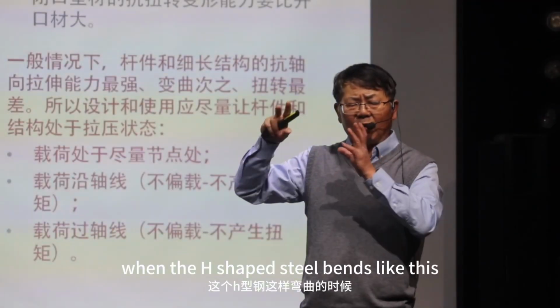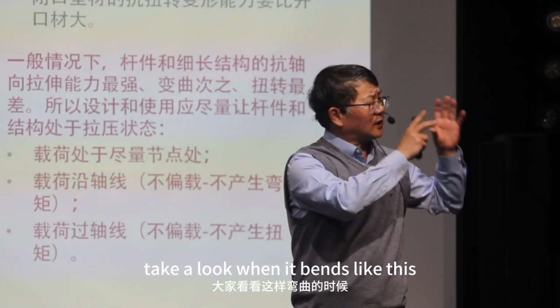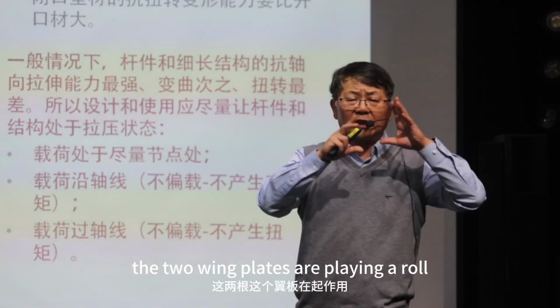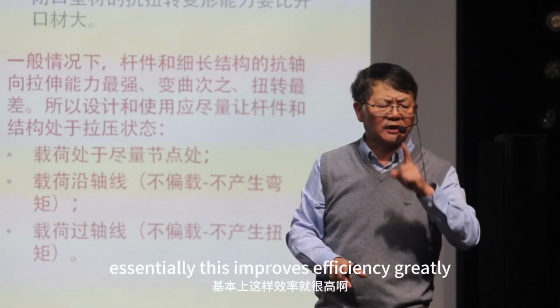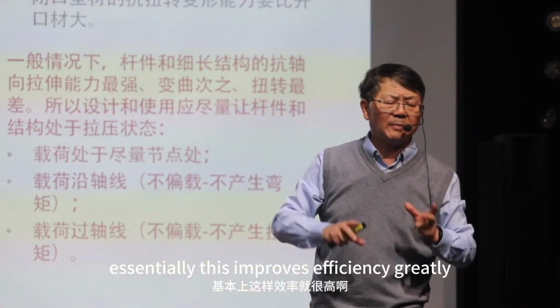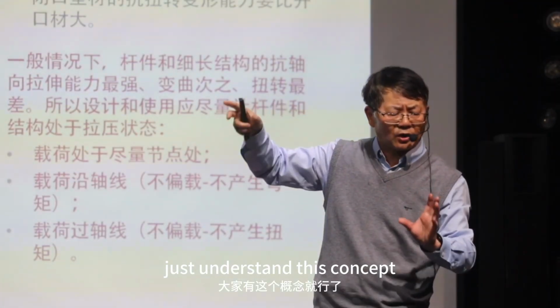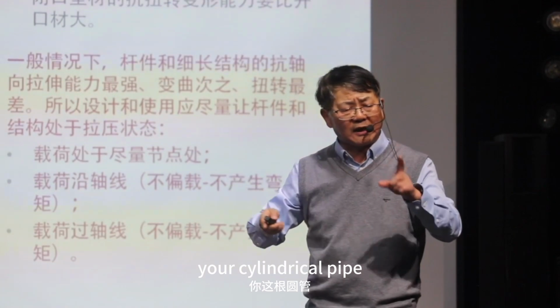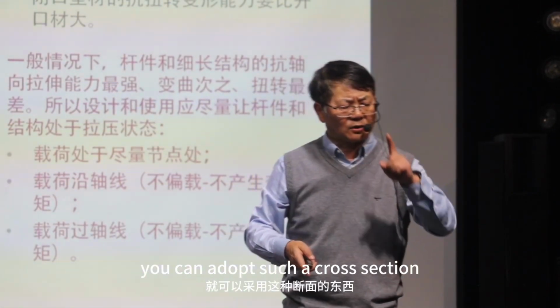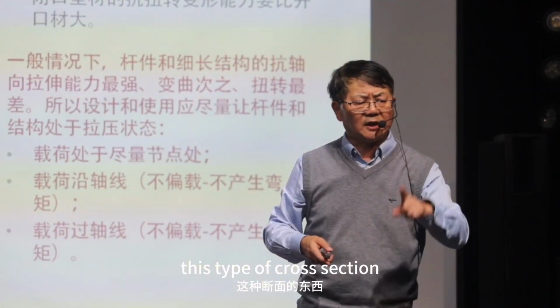When the H-shaped steel bends like this, take a look. When it bends like this, the two wing plates are playing a role, and the middle is empty. Essentially, this improves efficiency greatly. Just understand this concept. If you in the future think about this rod, your cylindrical pipe, you can adopt such a cross-section. This type of cross-section.